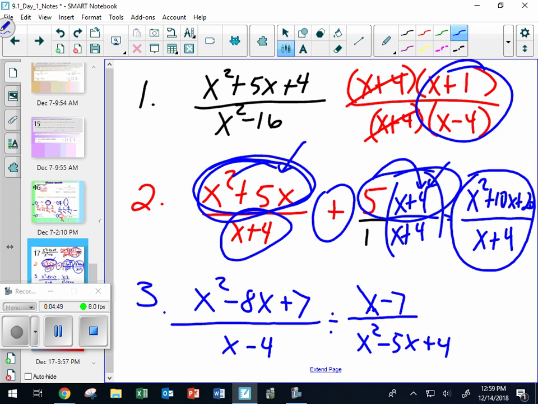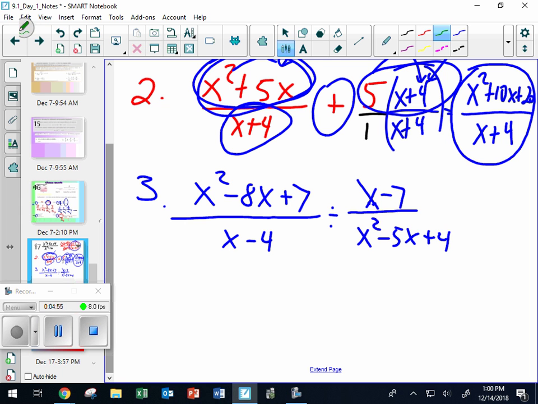Okay, good. And then the last one, it's a flip and multiply one. I like to still factor. If you can factor, you should. In a problem like this, there's so much stuff that if nothing canceled, it'd be really complicated. So it's very likely something will cancel.